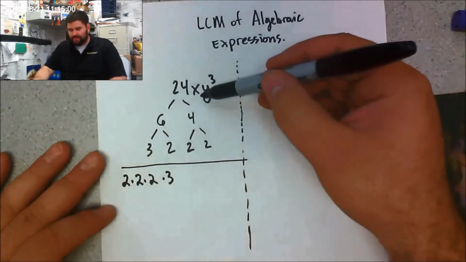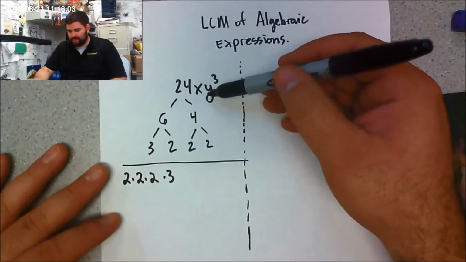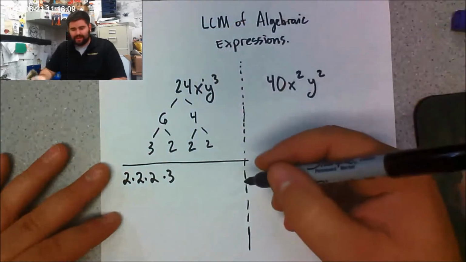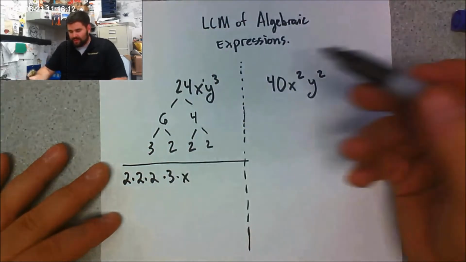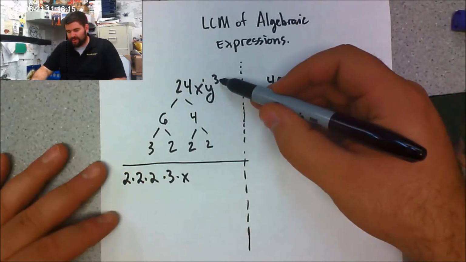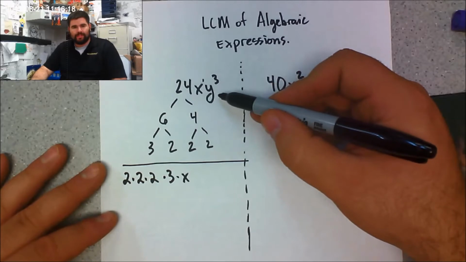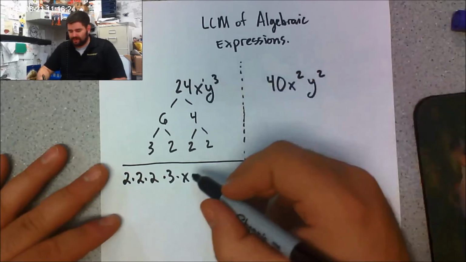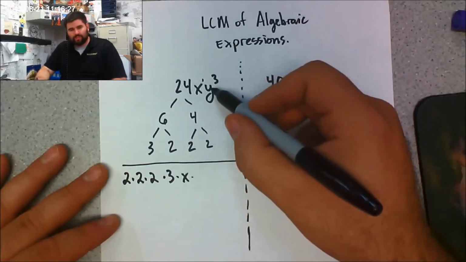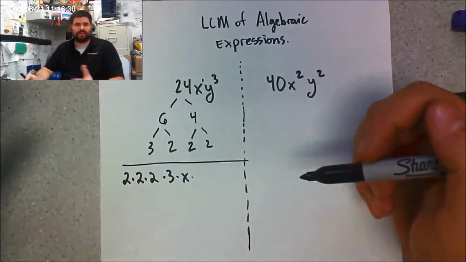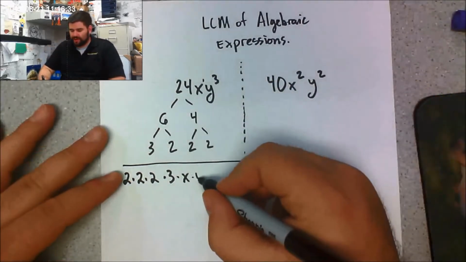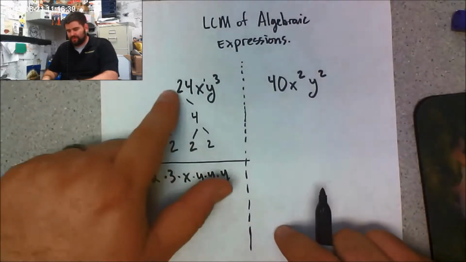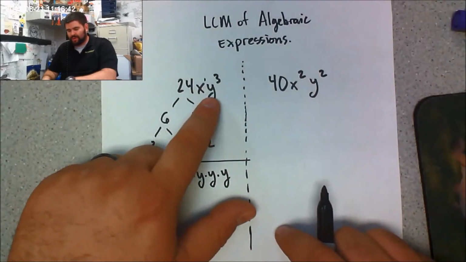Now I need to bring down the variables. The x has no exponent, so we can just say that it has 1x. Now the y has a 3 as an exponent, and what that's saying is how many times y is multiplied by itself. In this case it's 3, so to rewrite it as repeated multiplication, because that's what exponents are saying, we would write y times y times y. So this is the prime factorization of 24x to the first power times y to the third.